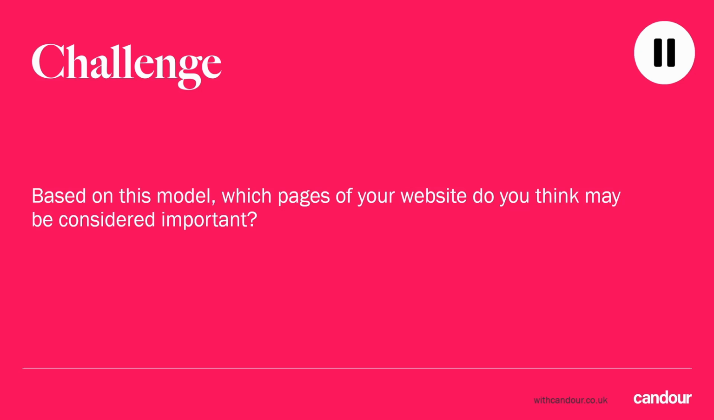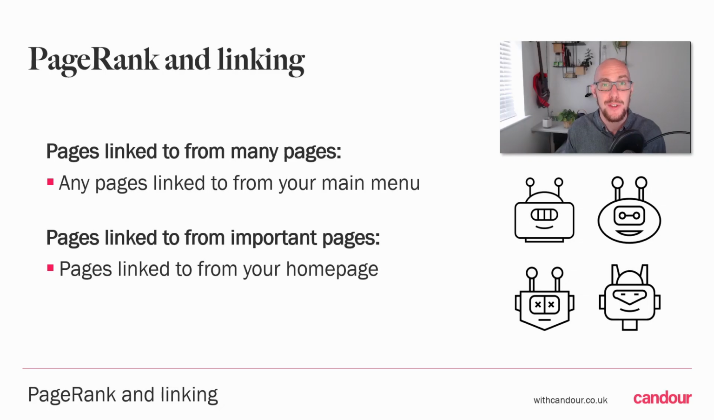Pause the video, have a think about this, maybe have a look at your site, think what you think is the correct answer, and then unpause the video and I'll give you some examples that I think will likely be correct in your case. So here's 2 examples that I think will apply to everyone. The first one is any pages that you have linked to from your main menu are going to be considered important because they fit that rule of they are pages linked to from many pages. If you think your website is maybe 500 pages big and you have a page linked to from your main menu, we know that it's got links from 500 other pages. Therefore, it's probably important because it's linked to from all these pages.